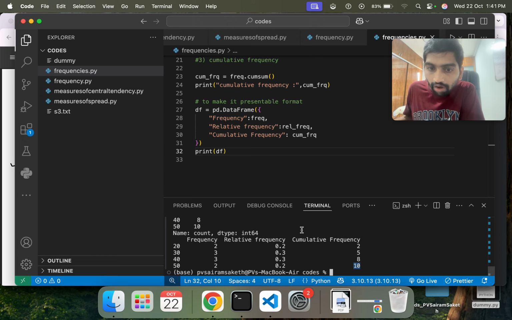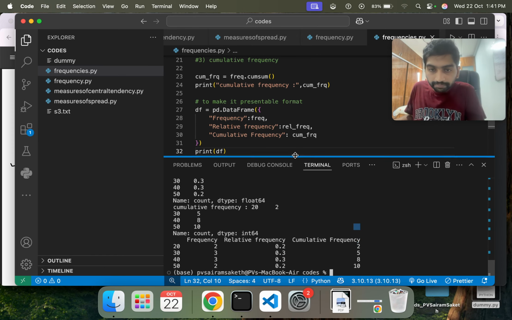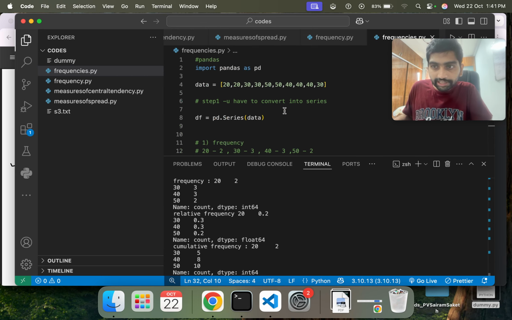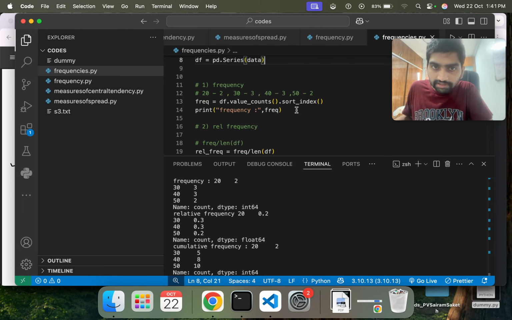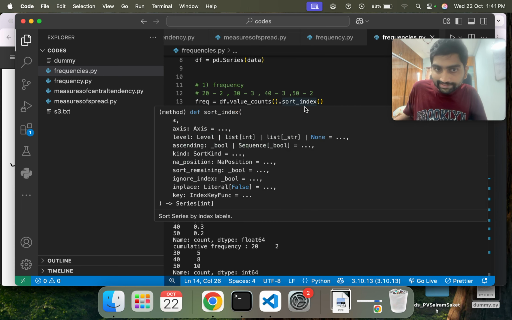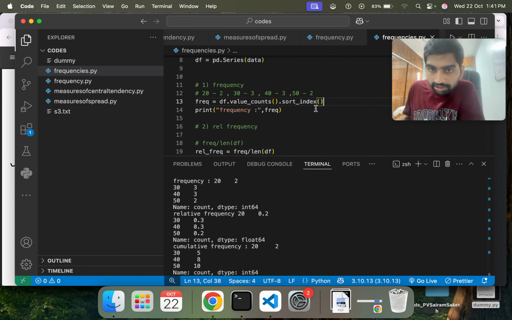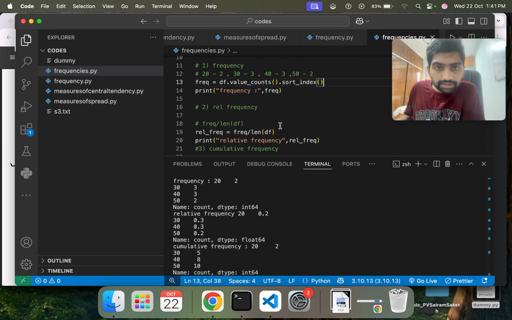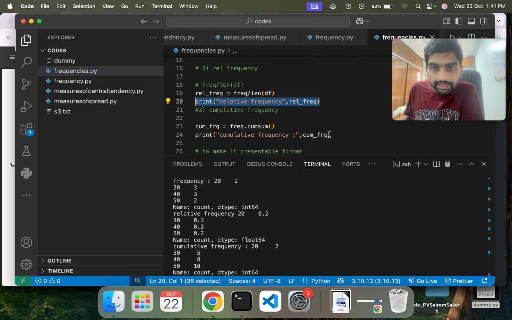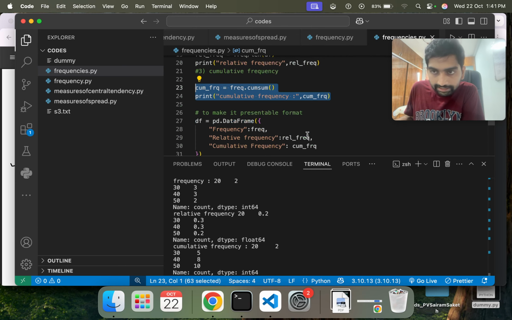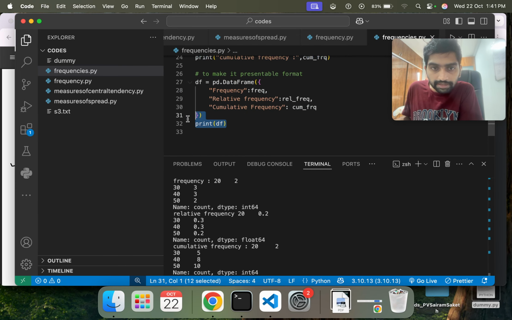So this is how your particular implementation takes place. We imported the data and converted it into series, or series is optional. If you want, you can convert, but since we want to use value counts and sort index, that's why we use this concept, so that it comes in ascending order. Then we used the relative frequency concept, where we used the formula and printed it. Similarly, we also printed the cumulative frequency and displayed it in the data frame.